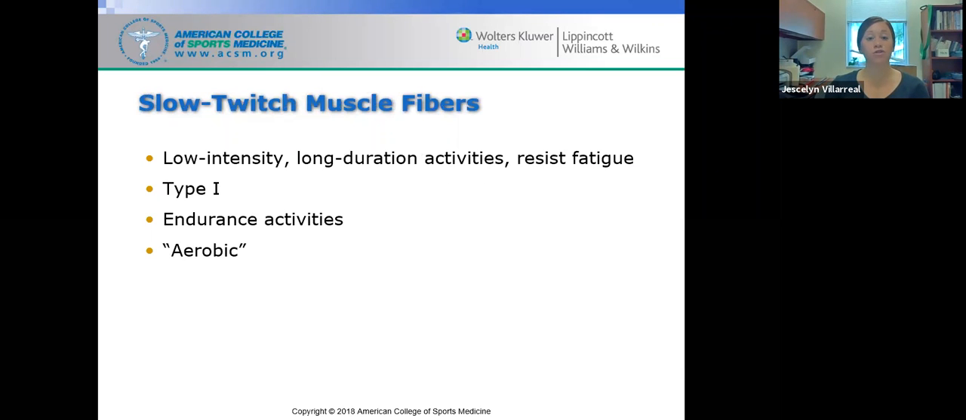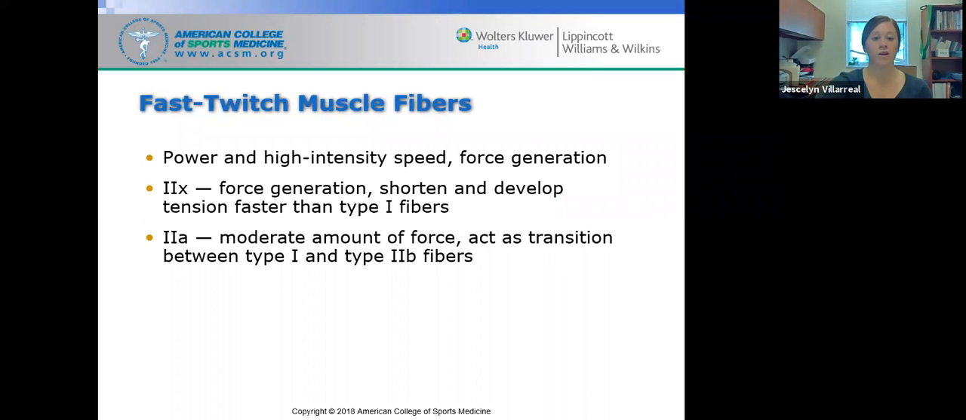You have slow twitch muscle fibers, which are mainly your aerobic endurance, low intensity type 1 muscle fibers. You have your type 2, which are fast twitch. So you have type 2X, you also have type 2A. Okay, that's your power and high intensity work.